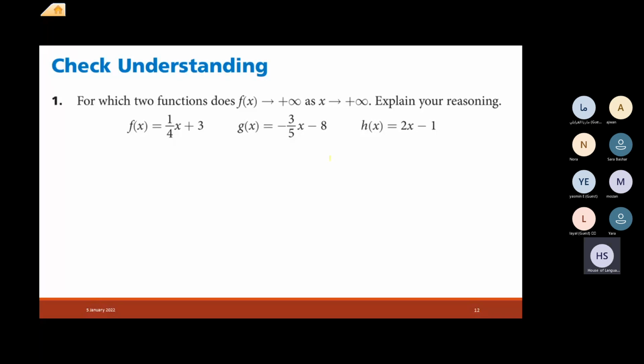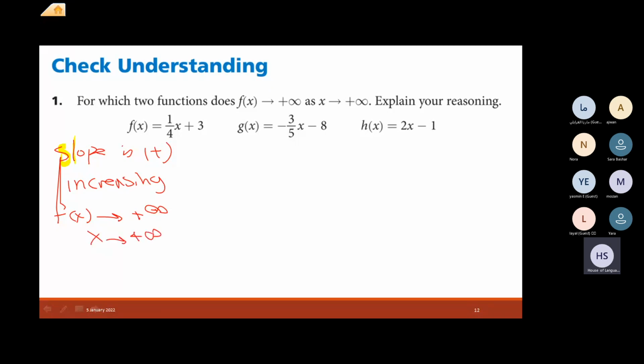Why? Bravo. Since the slope is positive, because the coefficient is positive, it will be increasing. Because it's increasing, when f of x approaches positive infinity, x approaches positive infinity. The second one. Yes, Yajur.